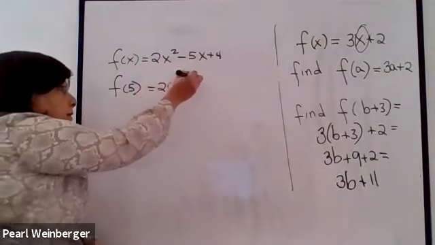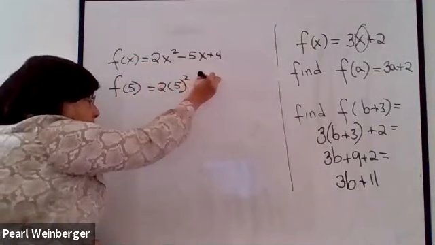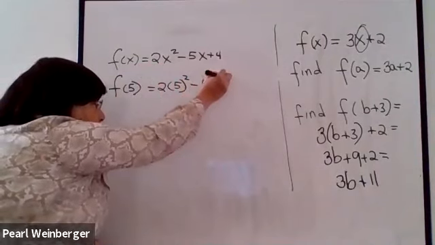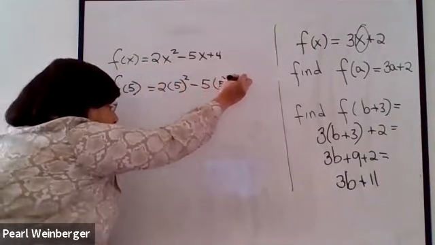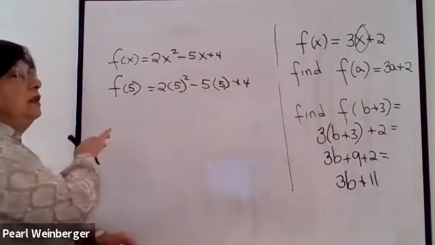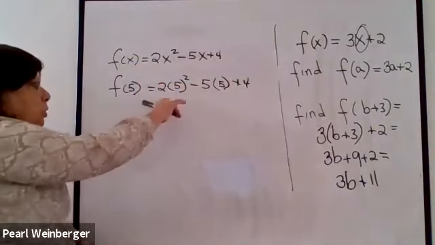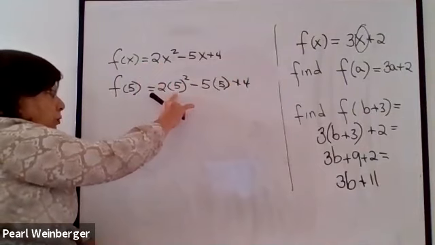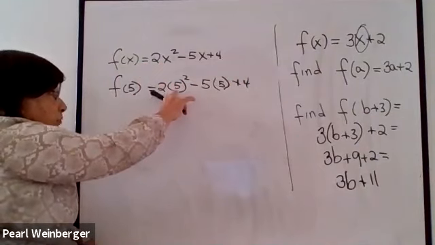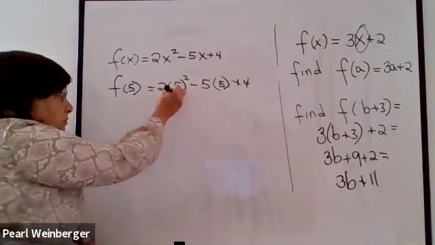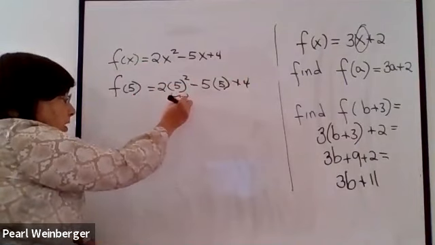So this is 2 times 5 squared minus 5 times 5. Remember, we're replacing x with 5, plus 4. Now, you can either stick this straight into your calculator or you could work it out. Don't forget the order of operations. You first have to do the square first. So 5 squared is 25.